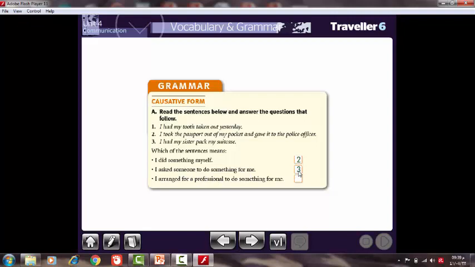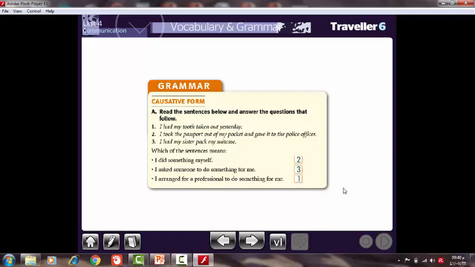Yes, very good. Number three: I had my sister pack my suitcase. And we notice here, I had my sister pack my suitcase. Yes, number three: I arranged for a professional to do something for me.